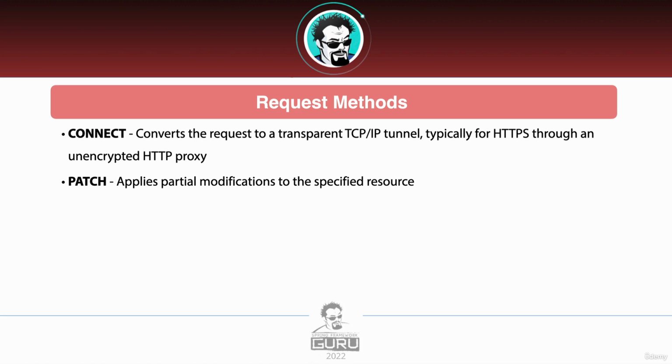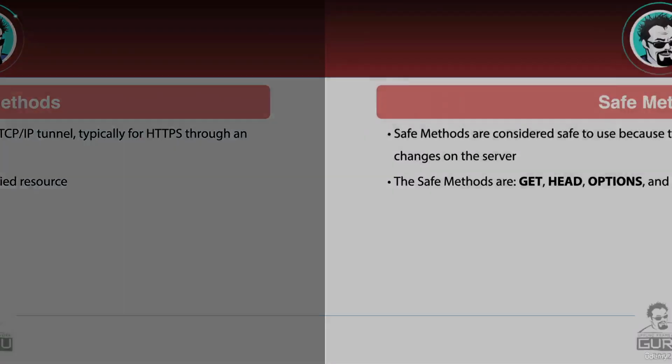We also have CONNECT. This creates a transparent TCP/IP tunnel, typically for HTTPS, through an unencrypted HTTP proxy. So developing, you won't see these very often. PATCH applies partial modifications. This is in RESTful APIs, but from experience, rarely used. There are times that it is used, but you don't see it that frequently.